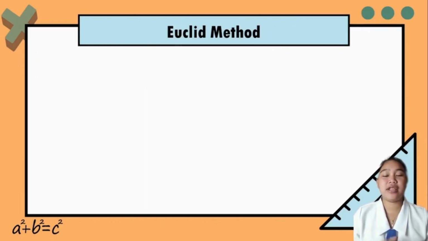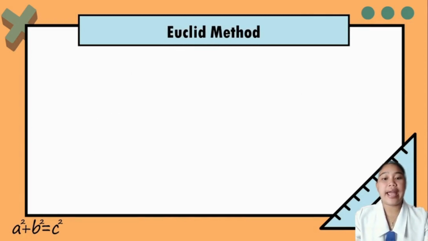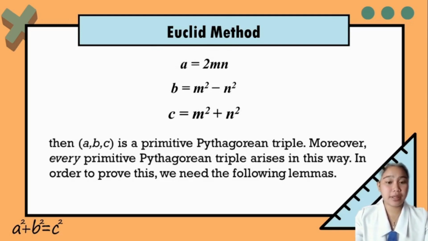The last method we have is the Euclid method. In his book, The Elements, Euclid gave the following method for generating Pythagorean triples. For any positive integers m and n which are relatively prime, that is GCD of m and n equals 1, and of different parity, this is one is even and the other is odd, if we define, for m greater than n, a equals 2mn, b equals m squared minus n squared, and c equals m squared plus n squared, then a, b, c is a primitive Pythagorean triple.